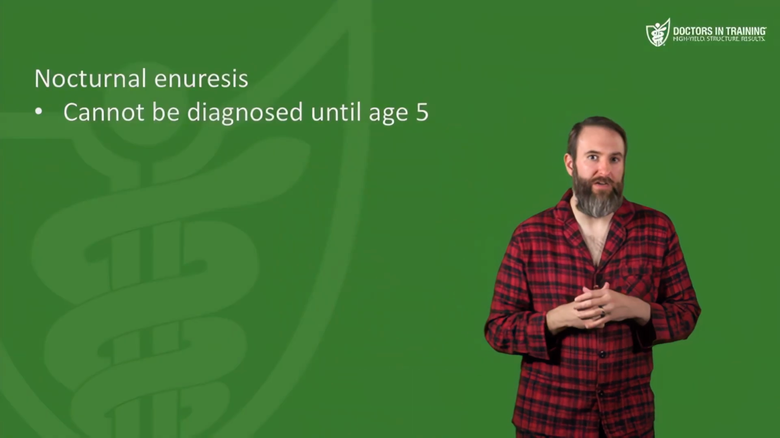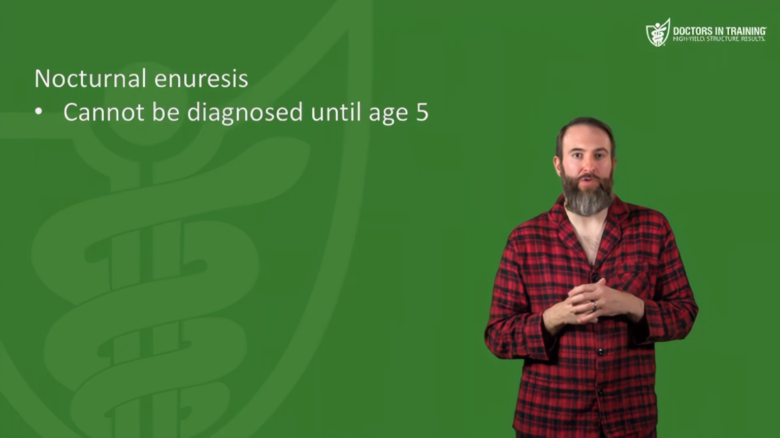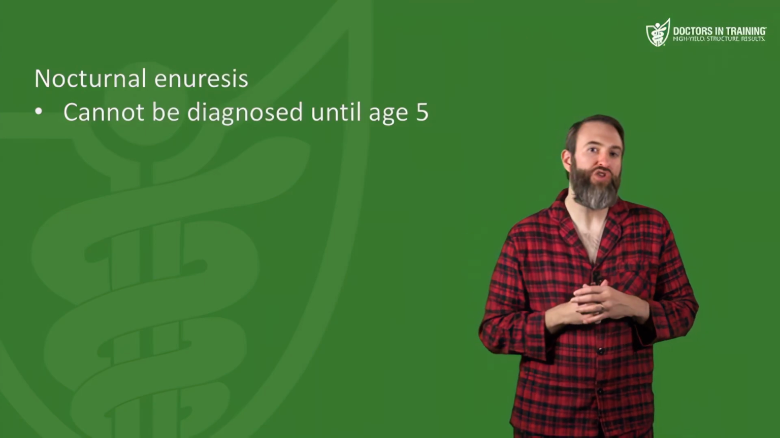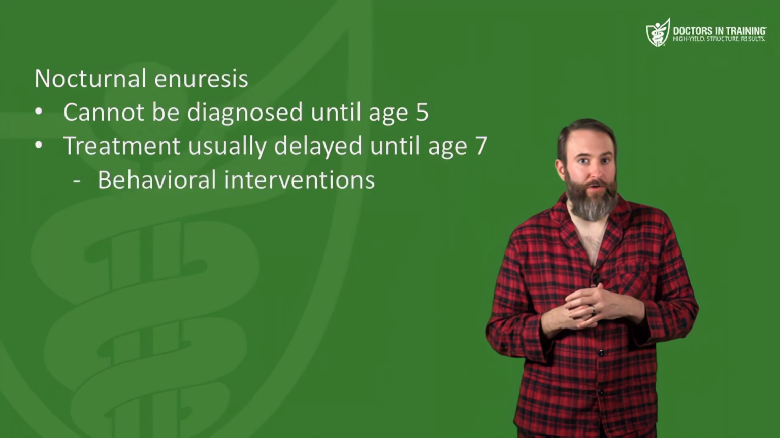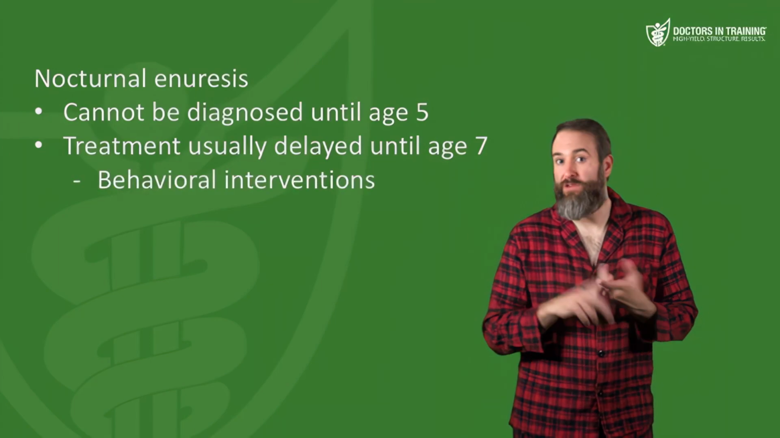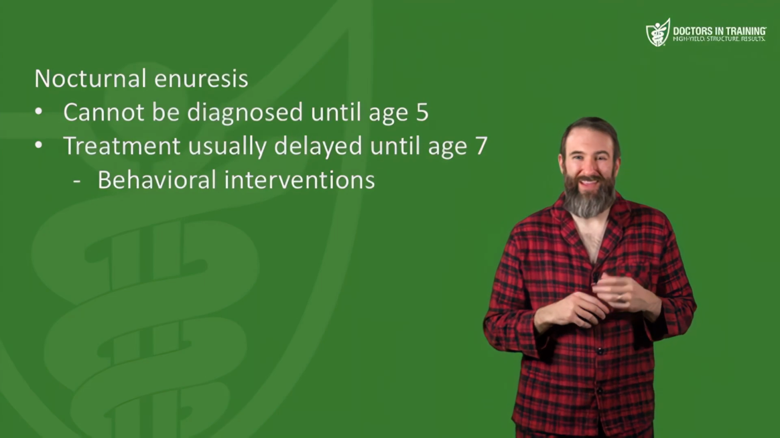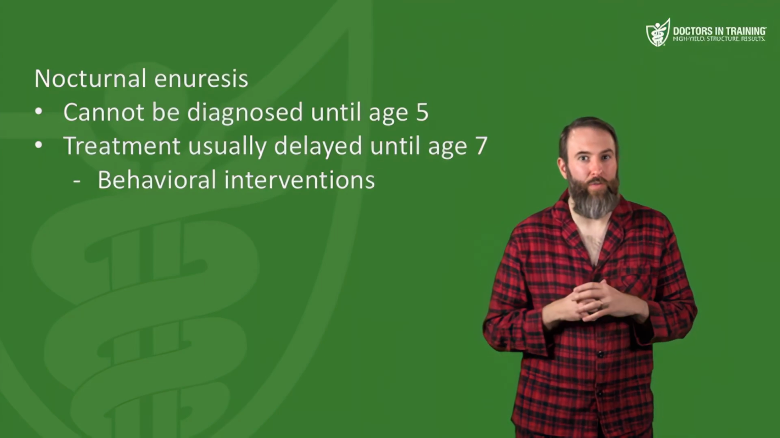Next, we have nocturnal enuresis. So this is bedwetting. So first, at what age should nocturnal enuresis be treated, and then what are the treatment options? So enuresis cannot be diagnosed until 5 years of age, both chronological and developmental age. Treatment is usually delayed until a patient is at least 7 years of age. Behavioral interventions can be attempted like decreasing fluid intake, positive reinforcement. None of those have been shown to work very well.